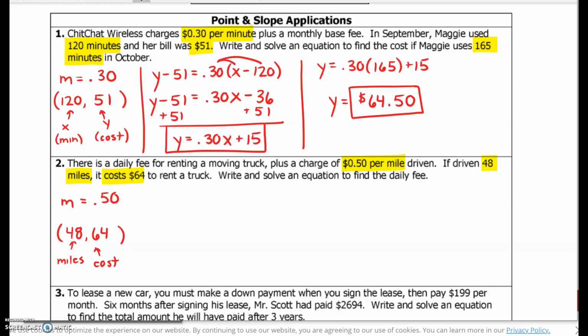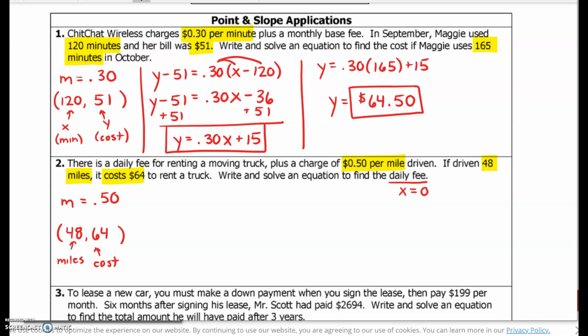So you will follow the equation portion, set up your point slope form, distribute and solve for Y to get your equation. Then when it asks you to find the daily fee, this would mean that we didn't travel at all. We're just trying to find what we have to pay per day. So for this case, when you're plugging something in, you would plug in 0 for X for number 2.